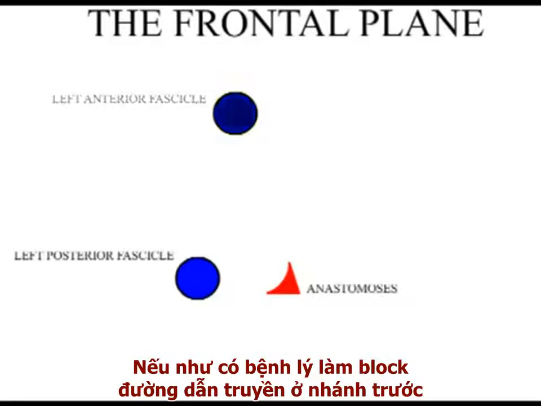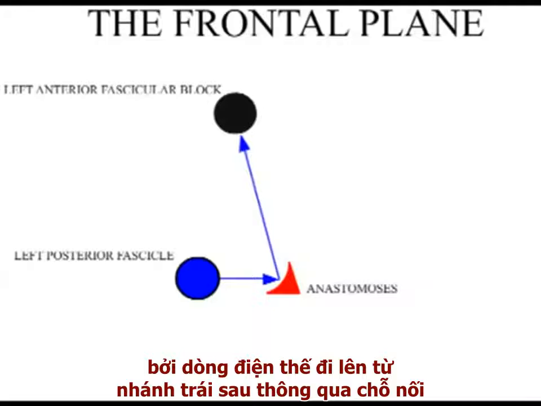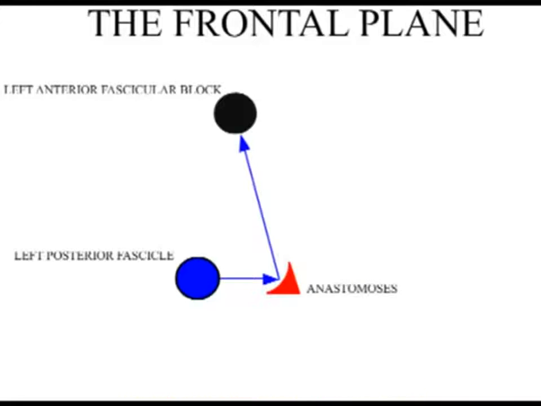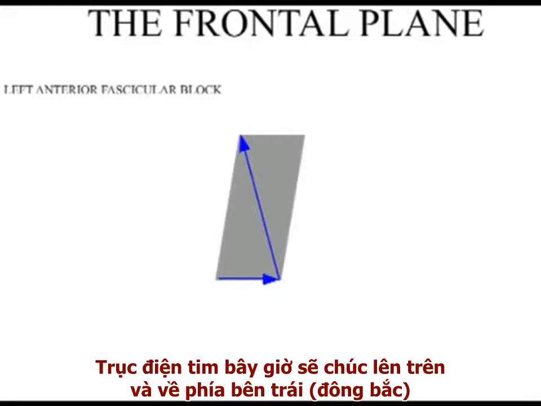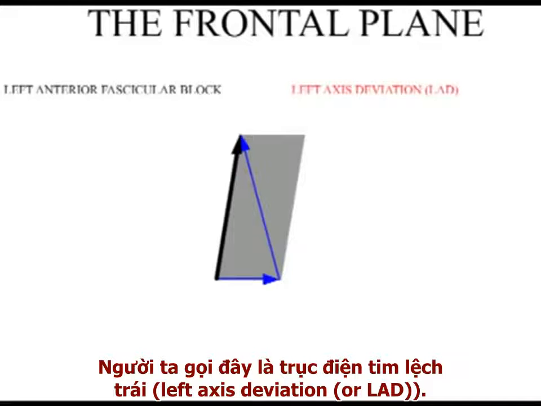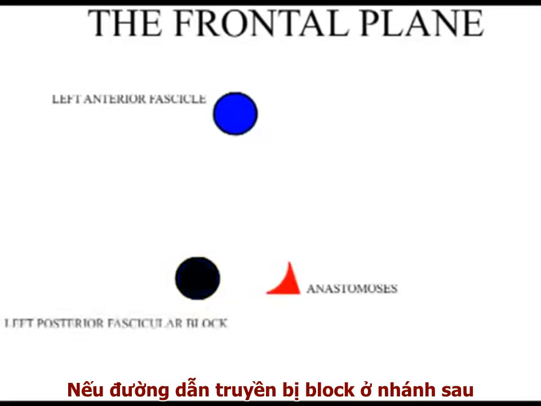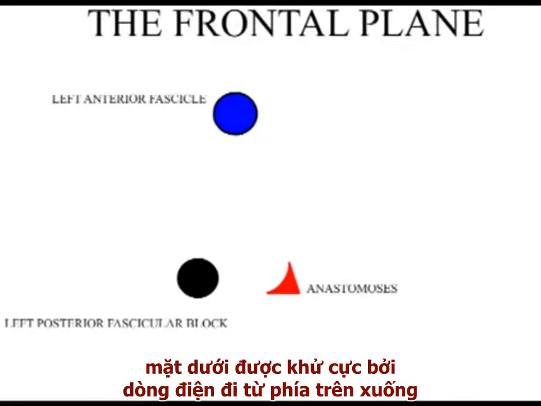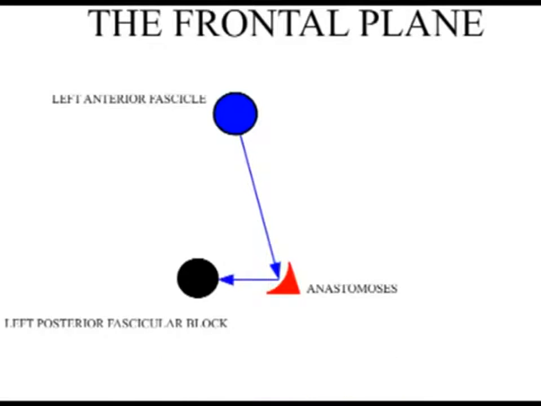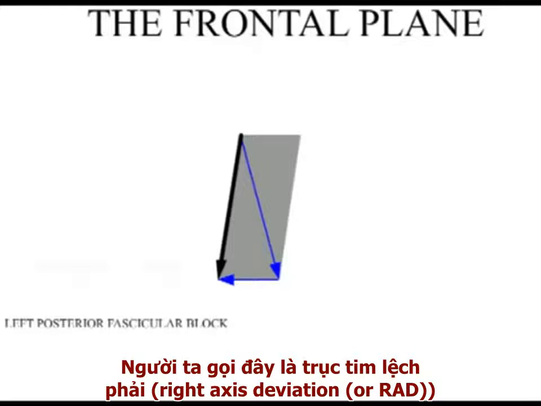If disease blocks conduction in the anterior fascicle, and the lateral and anterior ventricular walls are depolarized by current flowing upwards from the anastomoses in the left ventricular wall, the cardiac axis is now traveling upwards and to the left. This is termed left axis deviation. While with blocked conduction in the posterior fascicle, the inferior surface is depolarized by current flowing from above, and the sum of these two major vectors is now moving downwards and towards the right. This is termed right axis deviation.